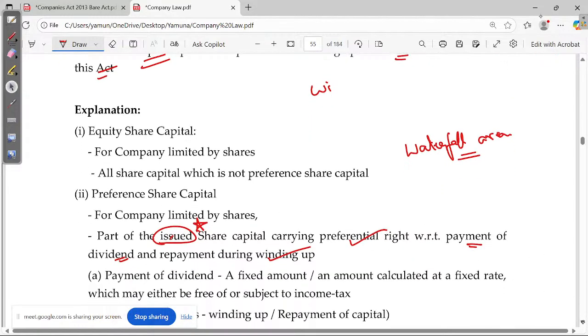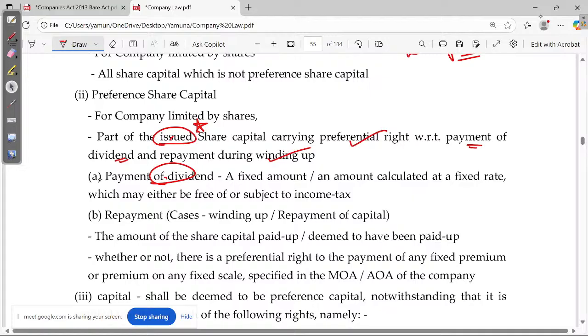So with respect to payment of dividend, it is discussed under A, Explanation 2 under that A. What do you mean by payment of dividend? A fixed amount will be given or an amount calculated at a fixed rate, which means percentage. 5% on face value, 10% on face value, and so on, which may either be free of or subject to income tax, TDS.